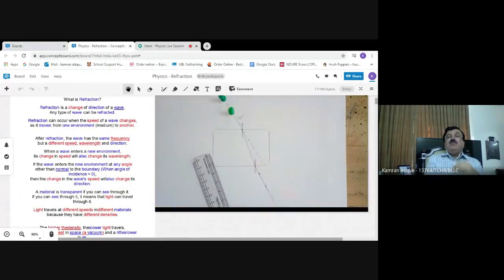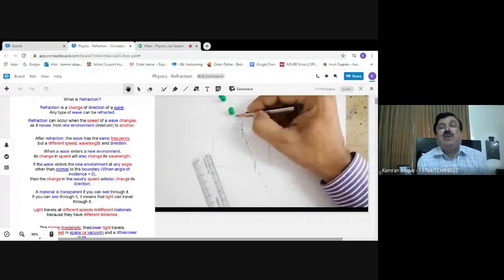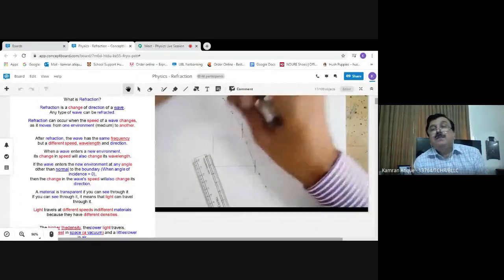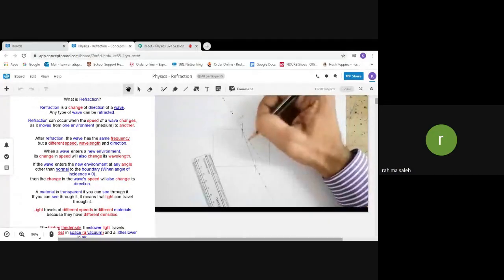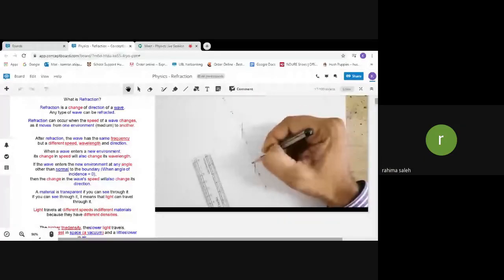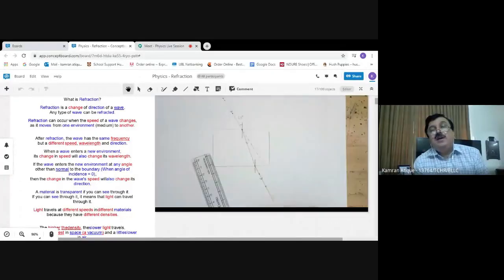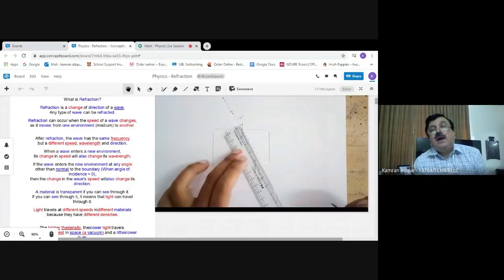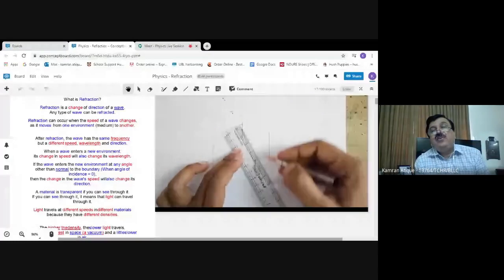What is the angle of refraction? Somebody needs to answer me. What is the angle of refraction? Sir, it is the angle between the refracted ray and the normal line at the point of incidence. Shabash, it is the angle between the normal and the refracted ray of light at the point of incidence.